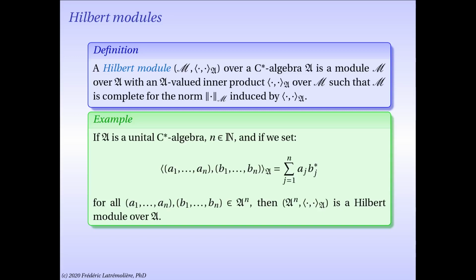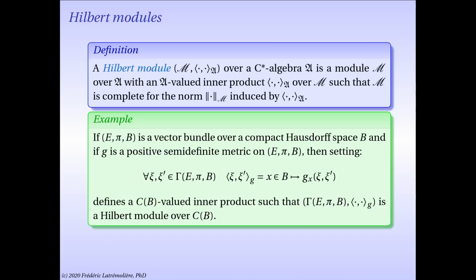A first family of examples of Hilbert modules are free modules over C-star algebras endowed with the obvious inner product. In particular, C-star algebras are Hilbert modules over themselves. A second family of examples was given by the modules of continuous sections of a vector bundle equipped with a metric.